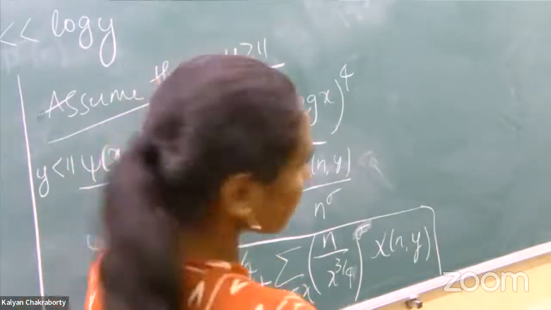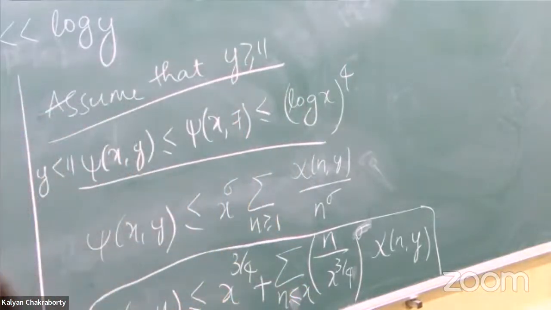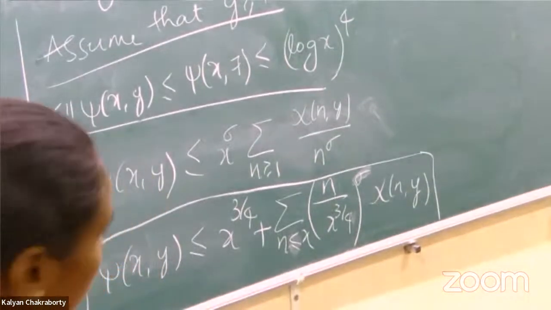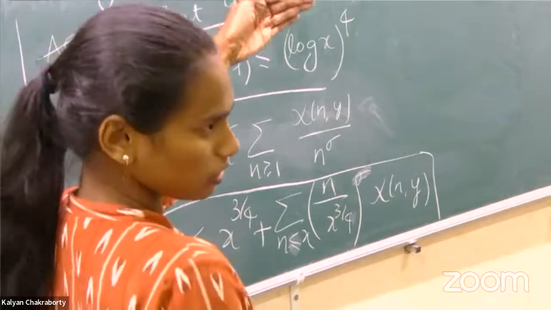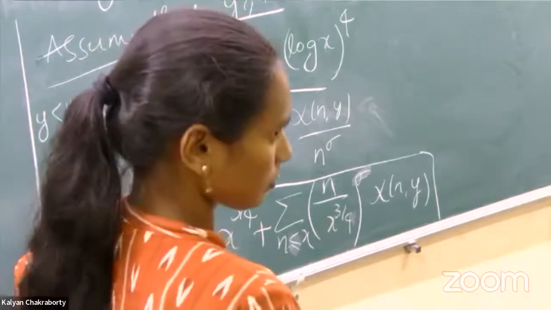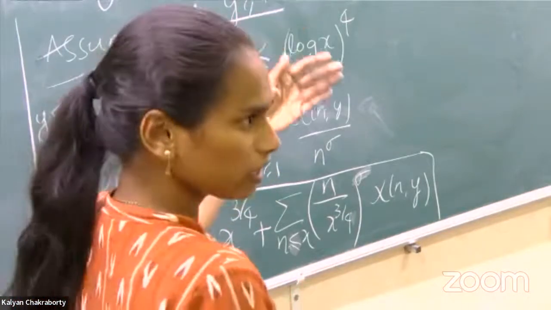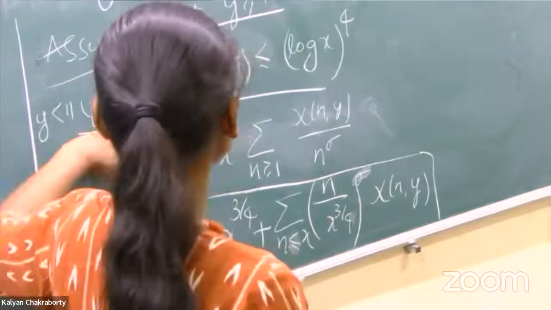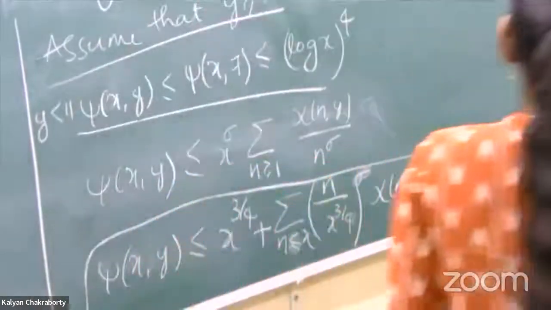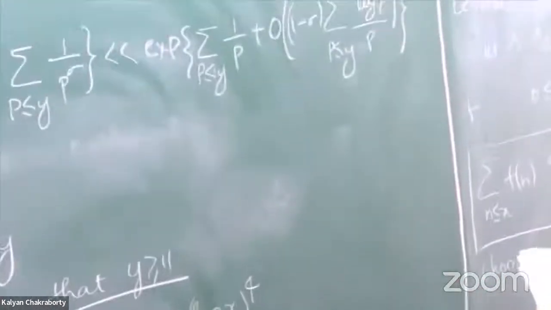For y greater than 11, this is coming from how we defined it. And then we are calculating that for y greater than 11. The second one is true for y greater than 11. From here we are assuming y greater than 11. This is the only condition for what happens when y is less than 11.